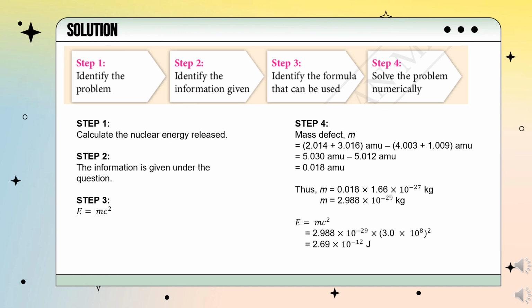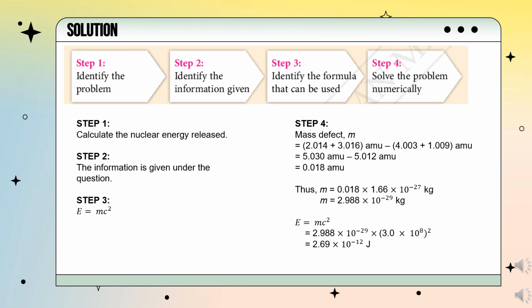0.018 AMU. Then, we need to change the unit of the mass defect to kilogram by multiplying the 0.018 AMU with 1.66 × 10⁻²⁷ kilogram. So, the new value for mass defect is 2.988 × 10⁻²⁹ kilogram.